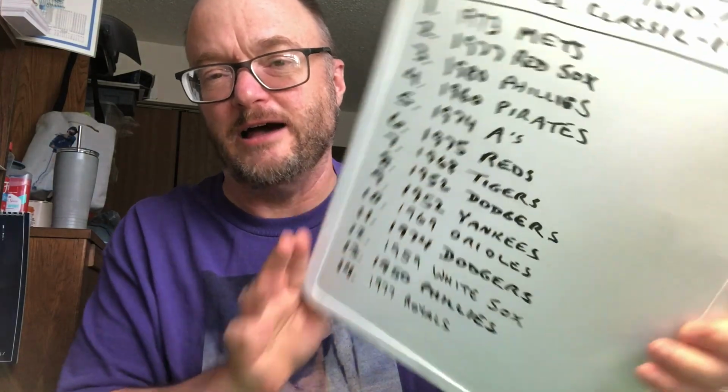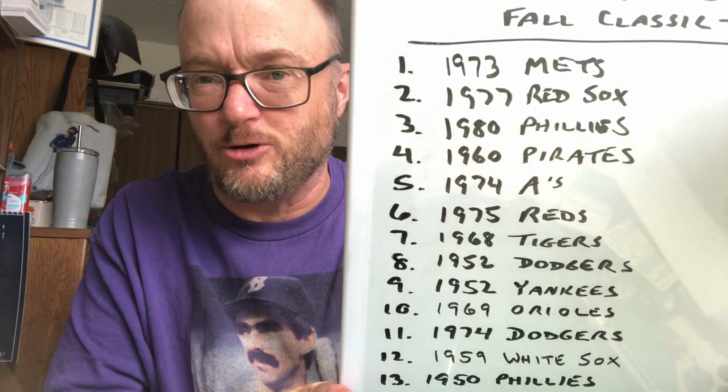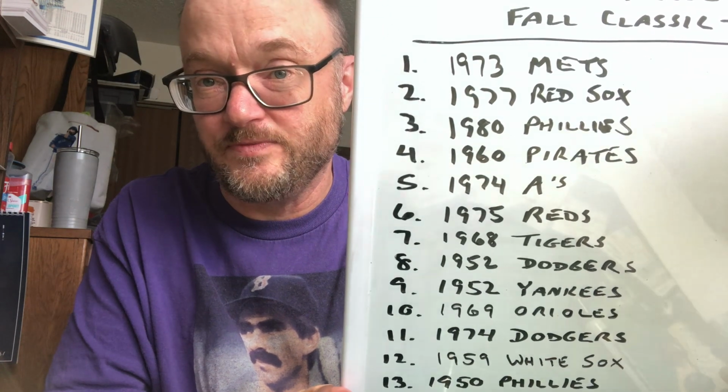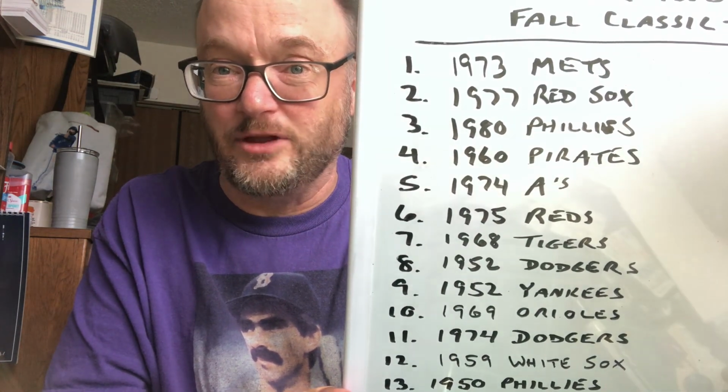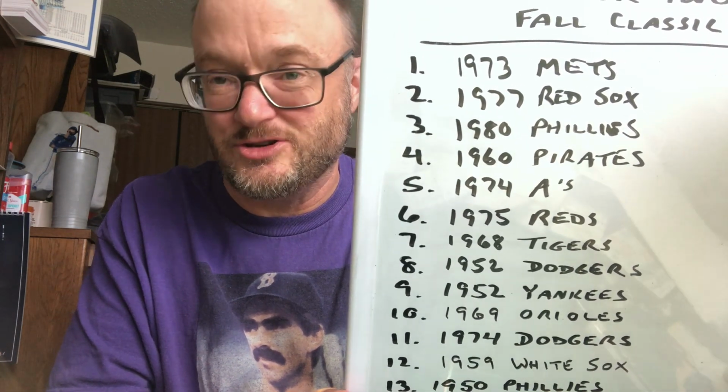I'm going to post these teams on the Universal Baseball Association Facebook page, and I'm also going to list them in the description for the video, as well as the first few, so you can see what the playing sequence will be. So, for example, the winner of the 77 Red Sox at the 73 Mets on opening day will host the 1980 Phillies in Game 2. The winner of that game will then host the 1960 Pirates in Game 3, and so on, and so on, and so on.